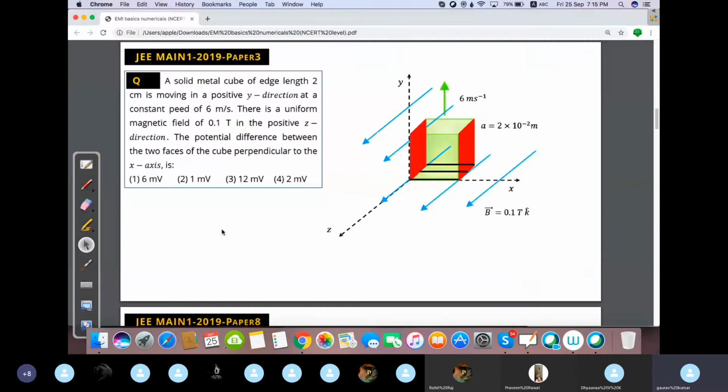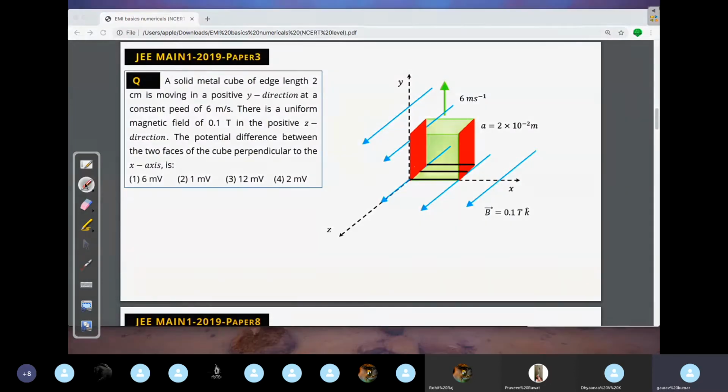See here. First of all, I told you that for motional EMF, what is the requirement? First requirement is velocity. Second requirement is magnetic field. And third requirement is your length. And it is important that all three should be mutually perpendicular.